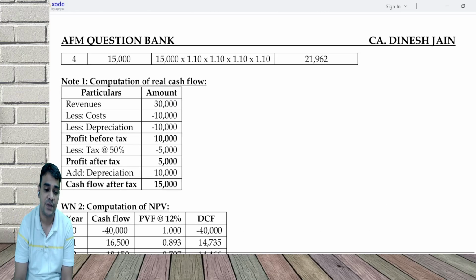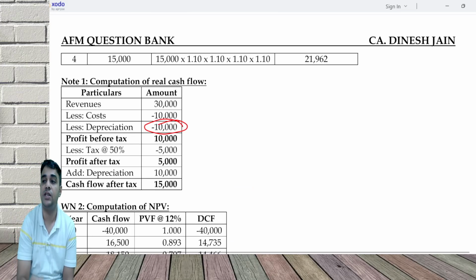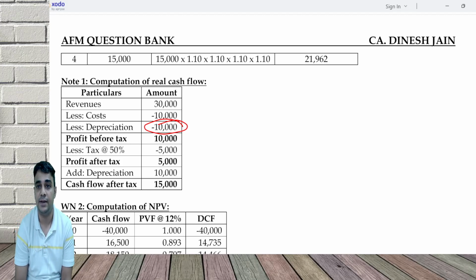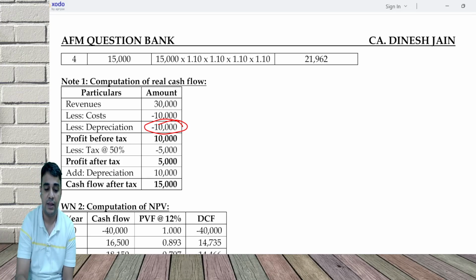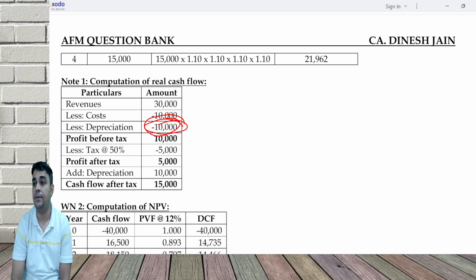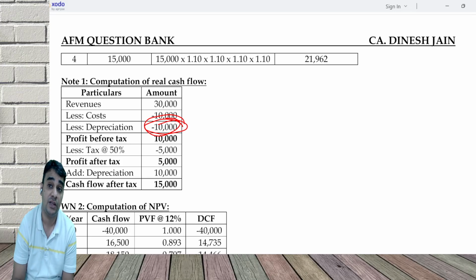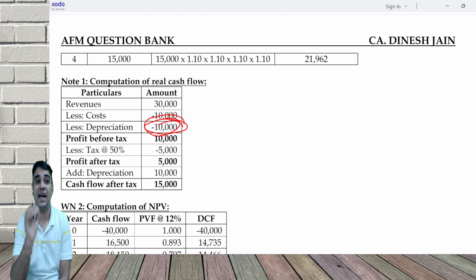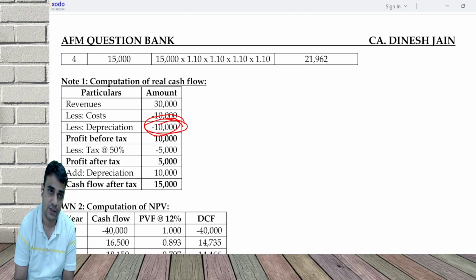Where is the difference? This item will not change based on inflation. This item, depreciation, will not change based on inflation. So when you calculate your money cash flow, that is, nominal cash flow and real cash flow, when you do the calculation, there is a problem with this depreciation item. It does not change with inflation, and this can sometimes lead to variation in the answer.